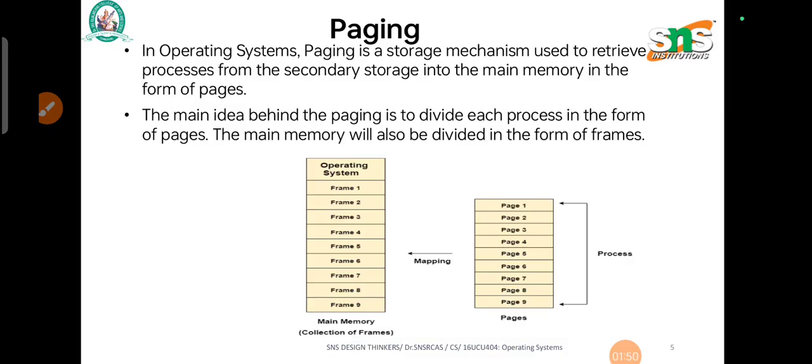Next is paging. In operating systems, paging is a storage mechanism which is used to retrieve processes from the secondary storage into the main memory in the form of pages. The main idea behind paging is to divide each process in the form of pages. The main memory will be divided in the form of frames. If you see in this example, we have different frames numbered from frame 1 to frame 9 in the main memory, whereas the process is divided into equal sized pages starting from page 1 to page 9.